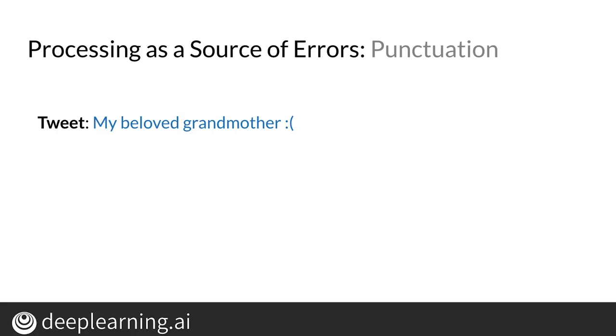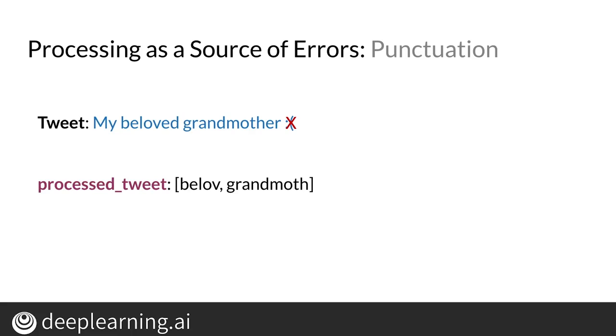Let's look at this tweet: "My beloved grandmother," with some punctuation indicating a sad face. The sad face punctuation in this case is very important to the sentiment of the tweet because it tells you what's happening. But if you're removing punctuation, then the processed tweet will leave behind only "beloved grandmother," which looks like a very positive tweet. "My beloved grandmother, !" would be a very different sentiment. So remember, always check what the actual text looks like.